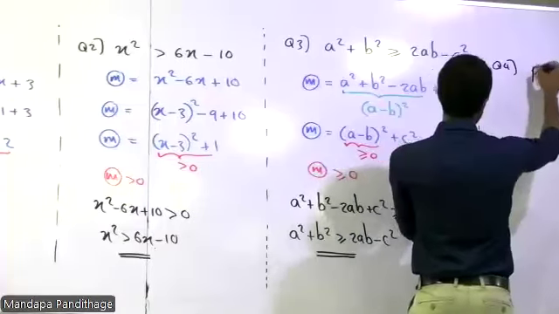P squared plus Q squared is greater or equal than 2PR minus R squared minus 1. P squared plus Q squared is greater than 2PR minus R squared minus 1.